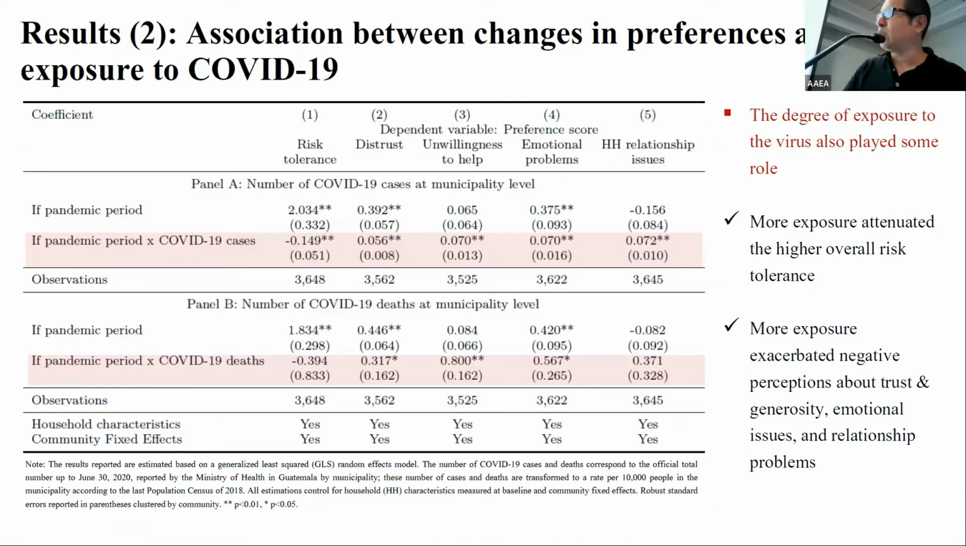In terms of association with the level of exposure to the virus, we also ran regressions where we included the number of COVID-19 cases at the municipality level, and also the number of COVID-19 deaths at the municipality level, normalizing, of course, by the population in each area. And we find that the degree of exposure to the virus seemed to have played some role. More exposure attenuated the higher overall risk tolerance. The risk tolerance increased to a lower degree across areas that were more exposed to the virus. And more exposure also exacerbated negative perceptions about trust and generosity, emotional issues, and household interrelationship problems.